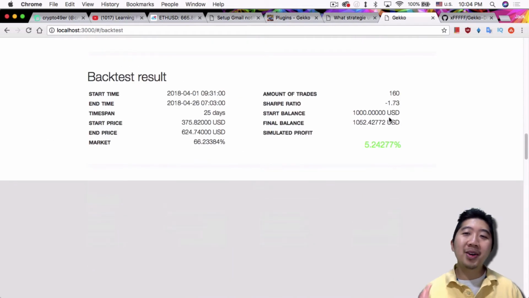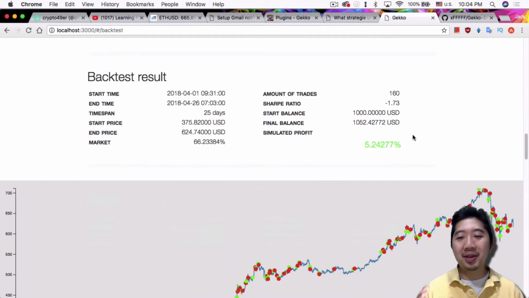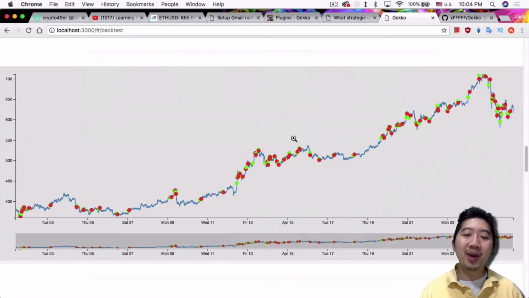So during the bull market, it's only able to make 5%, which is not bad. It's still a positive. It makes 5% for 25 days of trading. So not very much at all in this current version.